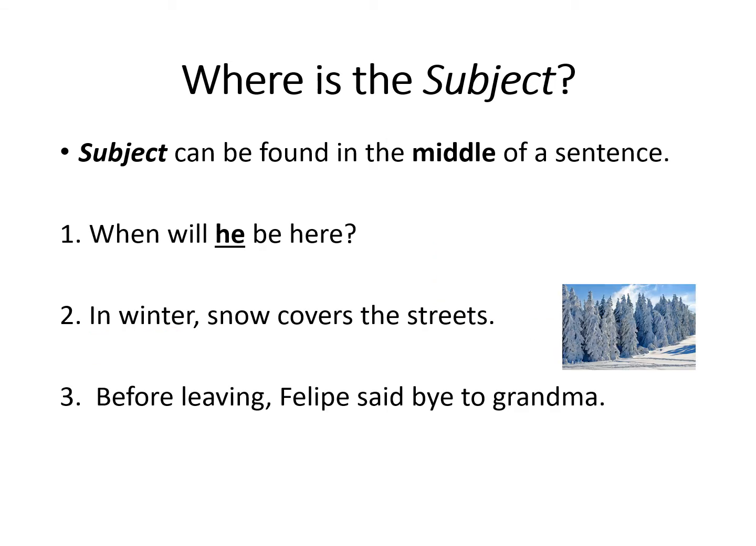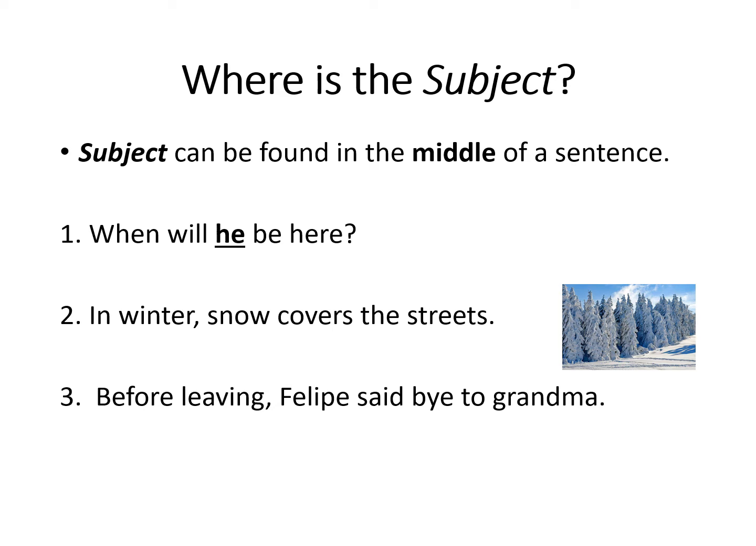But we can find the subject in the middle of the sentence. Let's look at sentence number 1. When will he be here? So I have to ask myself, who or what am I talking about? Well, it doesn't mention an object, so that's out. And he refers to a person. I don't know his name, but I know he's here, he's in the sentence, and he's right in the middle. So he is the subject of the sentence.